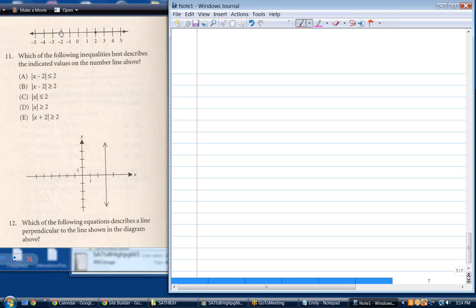Looks to me like this goes from -2 that way and from +2 that way. D. Good.